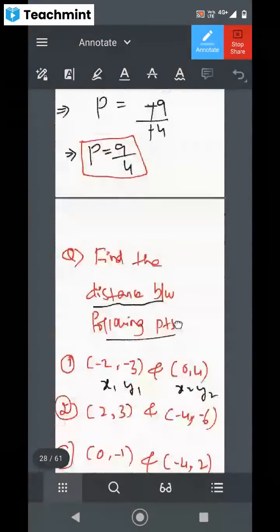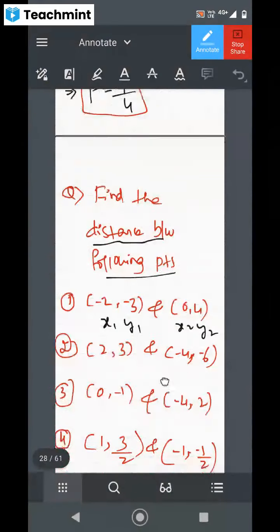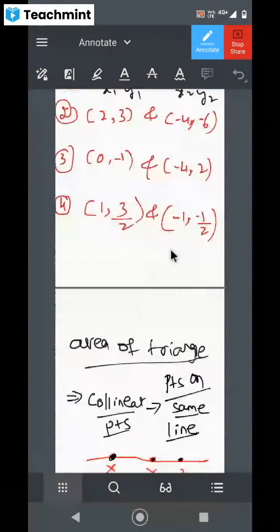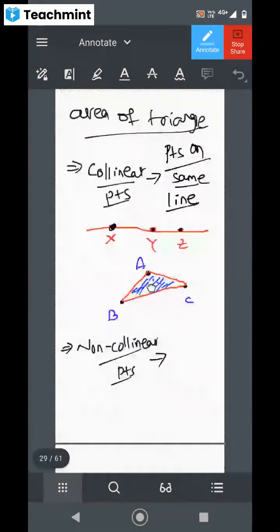Yes, sir. Then I gave you some homework also. Look at this, all these homeworks I have given you. Then we started to discuss the area of a triangle.